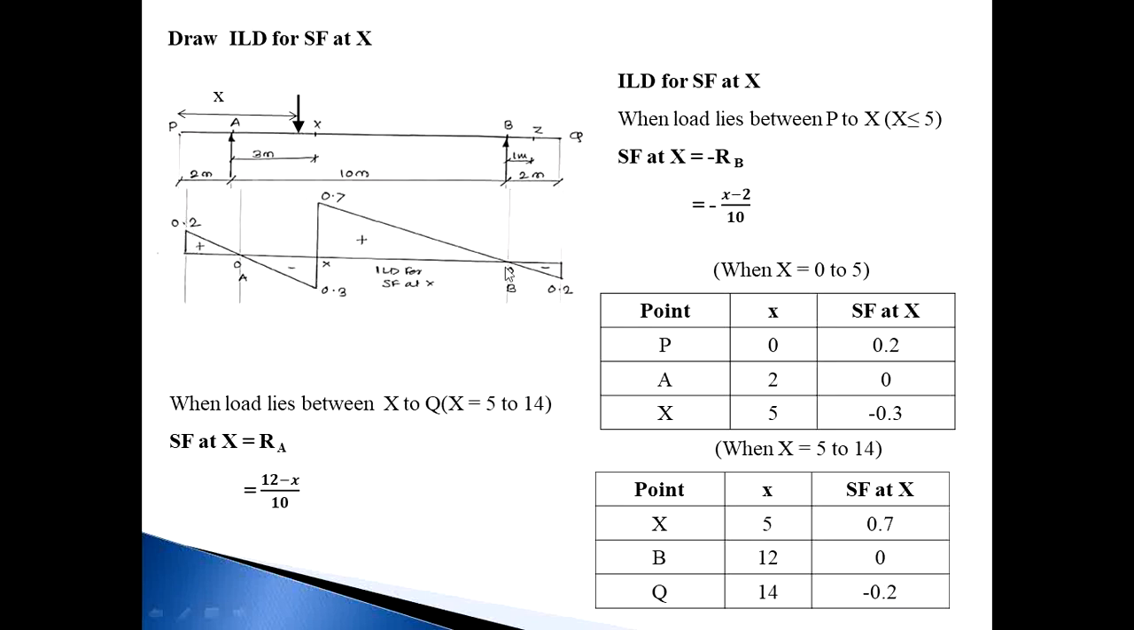At point Q, minus 0.2, on the bottom of this baseline. Join all these points by straight lines, and this is the ILD for shear force at X. See here, at point X it becomes two values, minus 0.3 and plus 0.7. If you calculate from the starting point to the end point, 0.7 plus 0.3 becomes 1. This is the shear force, whatever values it converts to, becomes the unit load. So this is the shear force at X.